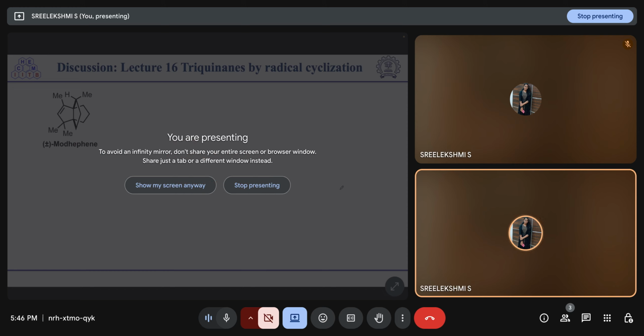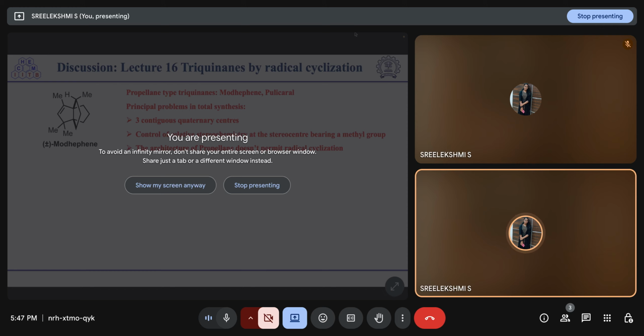Now, for the synthesis of this modhephene, which is isolated from the goldenrod plant, and it is known for its toxicity to cattle and sheep. So, it contains a [3.3.3] propellane carbon framework. And the principal problems of this total synthesis are that there are three contiguous quaternary centers. So, this one, two, and this three. And the control of relative stereochemistry at the stereocenter bearing a methyl group will also be difficult.